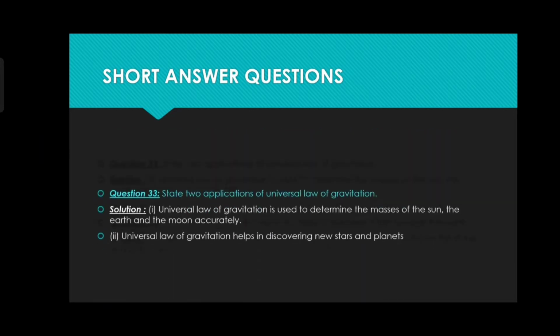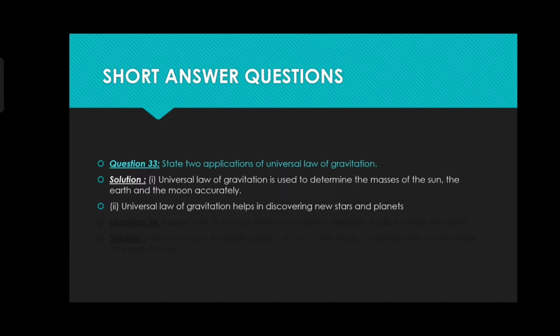Question number 33. State two applications of universal law of gravitation. Application number 1. Universal law of gravitation is used to determine the masses of the sun, the earth and the moon accurately. Second, universal law of gravitation helps in discovering new stars and planets.